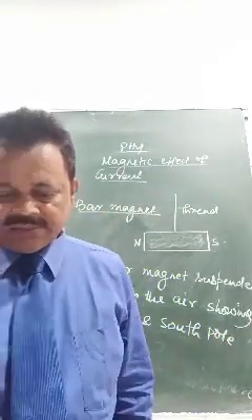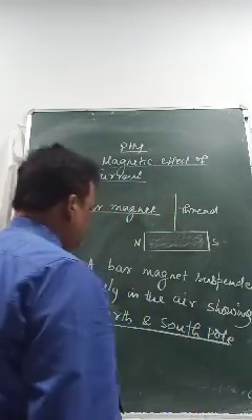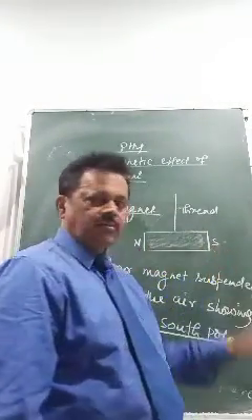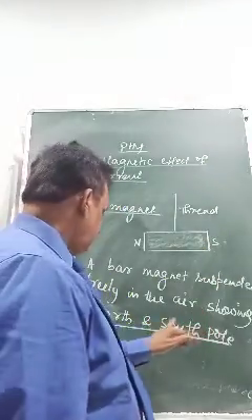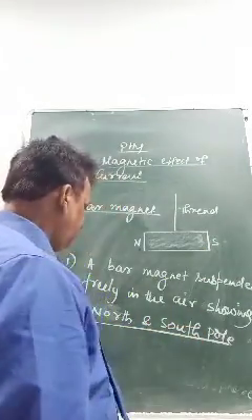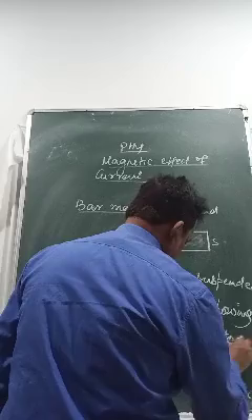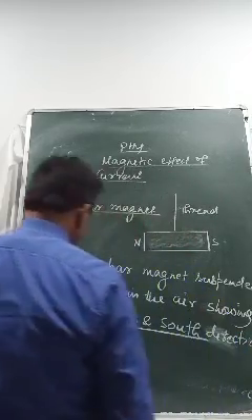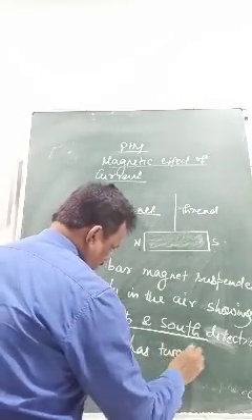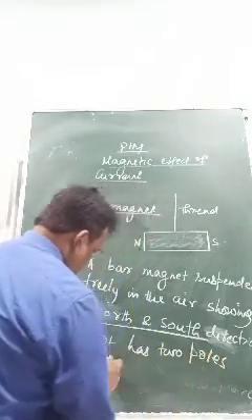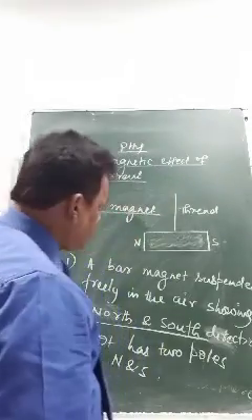A freely suspended magnet shows the direction. So a magnet has two poles, north and south. The freely suspended magnet in the air shows north and south pole direction. Second, it has two poles, north and south.